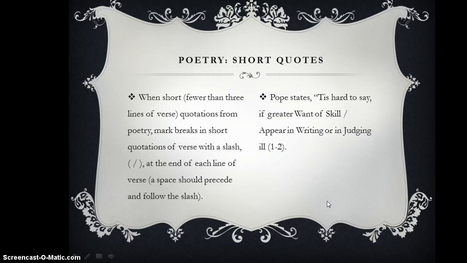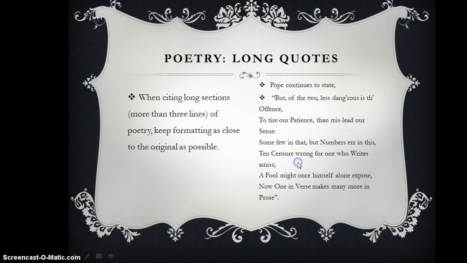In poetry, for short quotations, you basically need to write out the lines with a single backslash here as displayed, and then again you do the citation. For longer quotations, you again do the same block formatting, but in longer quotations you need to keep the format of the poetry as close to the original one as possible, as displayed here.